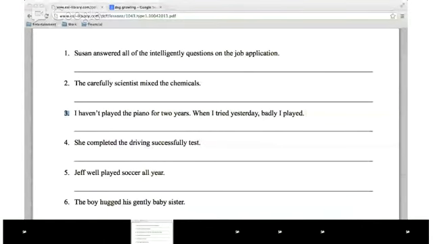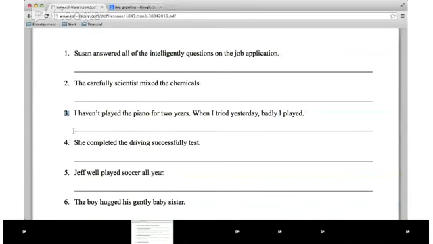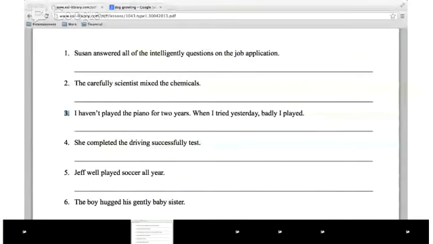Number 3 is for Sugar Bear. Number 3. I haven't played the piano for 2 years. When I tried yesterday, I played badly. Oh, can I repeat it, please? Sure. Okay, are you going to repeat it? Yes. Well, it's just tricky, this phrase, you know.